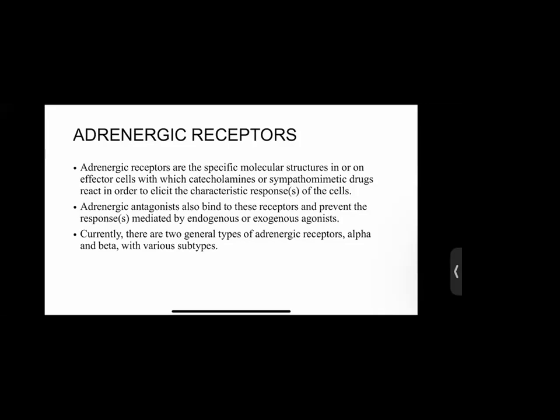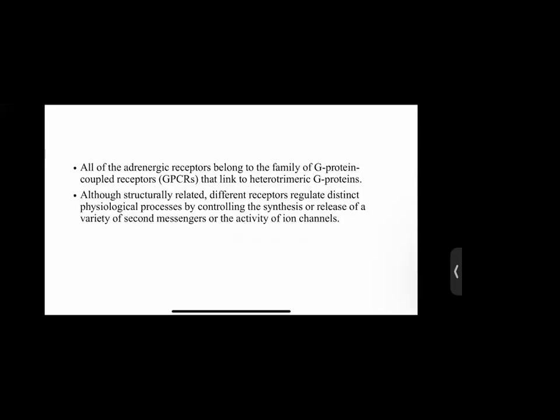Currently, there are two general types of adrenergic receptors: alpha and beta, with various types. All of the adrenergic receptors belong to the family of G protein coupled receptors that are linked to heterotrimeric G protein. Most of these adrenergic receptors have some structural resemblance, but different receptors regulate distinct physiological processes by controlling the synthesis and release of a variety of second messengers or the activity of ion channels.